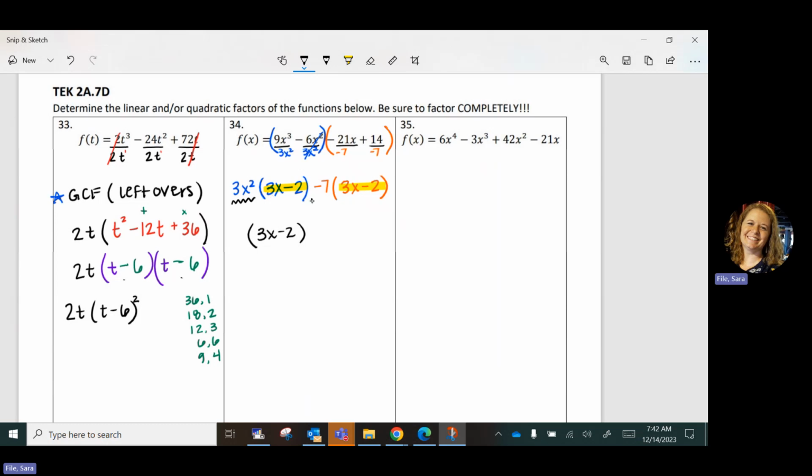Yeah, you put those GCFs together as a second factor. So 3x squared minus 7. Now, it's possible you do this and one or both of these binomials that you end up with could be factored further. You may end up with a difference of cubes or a difference or sum of whatever, a special case that we learned about.